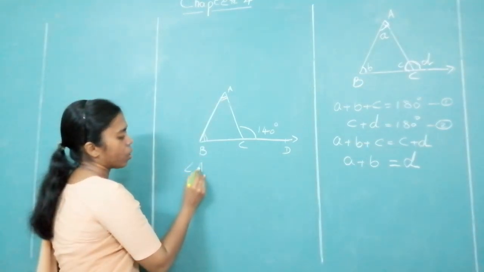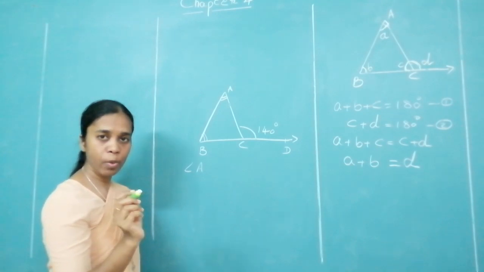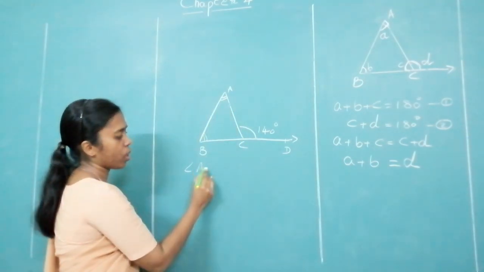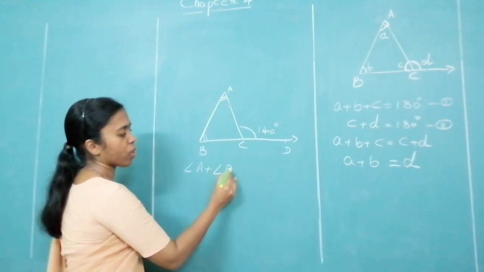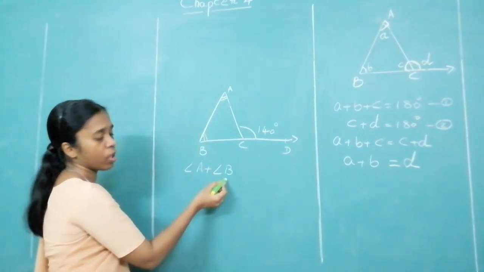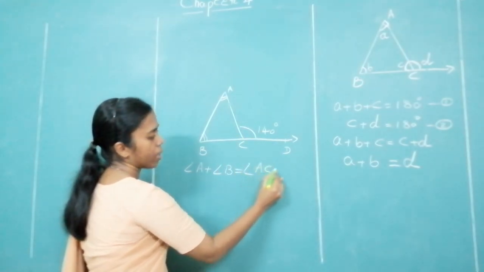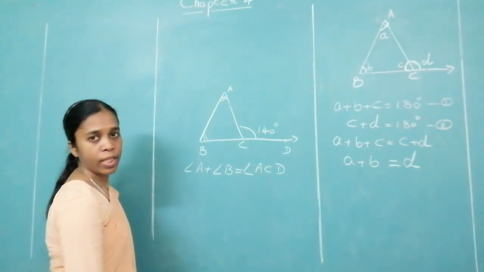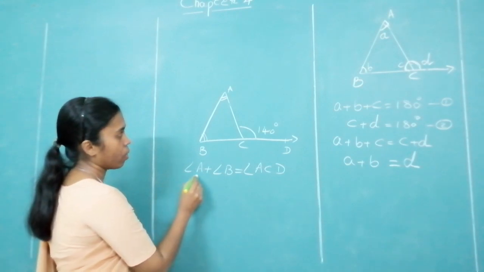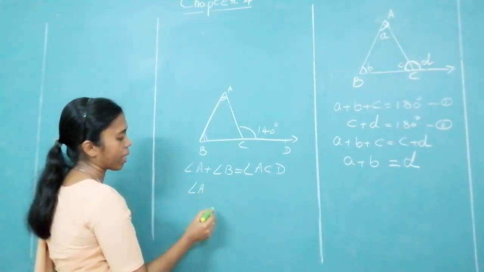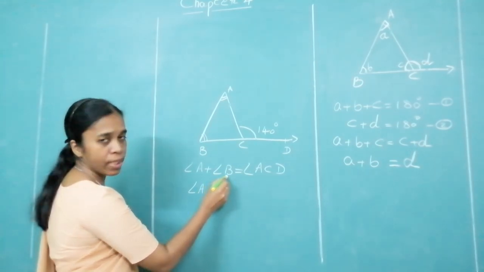So, what do you mean by exterior angle property? Exterior angle is equal to the sum of the remote interior angles. Which are the remote? A and B. That is equal to angle ACD. This is the exterior angle property. What is angle A? You don't know. But you know that angle A is the same as angle B.